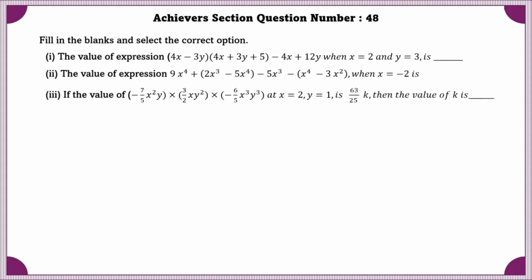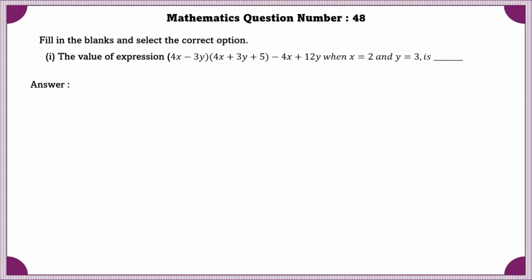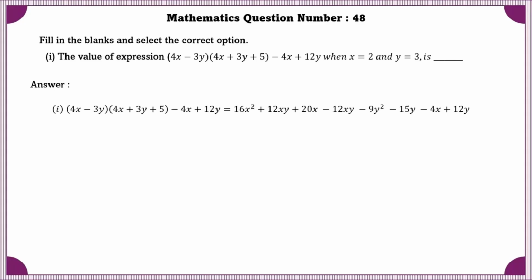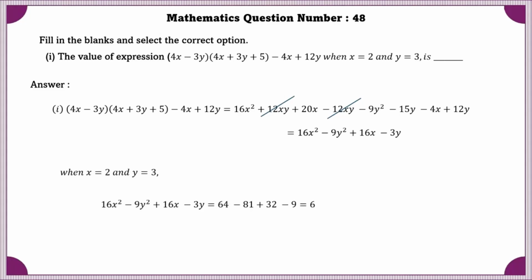Achiever section question number 48. Fill in the blanks and select the correct option. The value of the expression when x is equal to 2 and y is equal to 3 is. First, let us multiply the first two expressions, solve it and write. After solving, we can simplify it, and they have asked what is the value when x is equal to 2 and y is equal to 3. If we substitute x as 2 and y as 3, we will get the answer as 6.